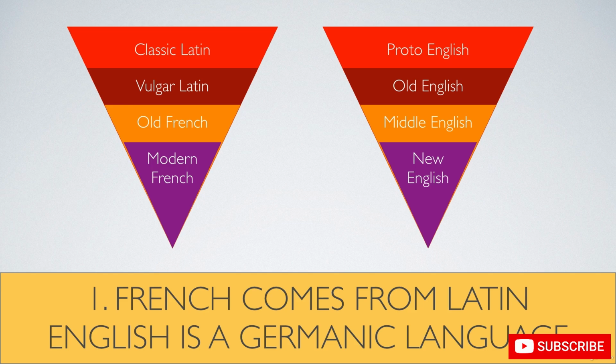French originated from Classic Latin, which became Vulgar Latin, which became Old French, which eventually became Modern French, which is what we speak today. English, however, started from Proto-English, which developed from a number of different influences in the area, some from Germany, some from Norway, and then it developed into Old English, then Middle English, and then New English. New English is what we speak today, and I believe we've been speaking it since about the 1500s. Same with Modern French, since about the 1500s as well.